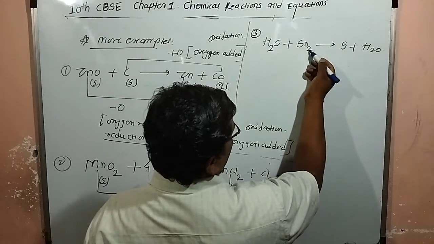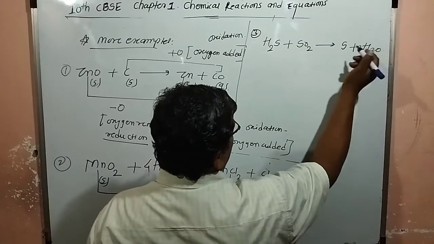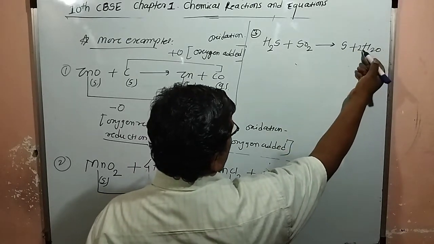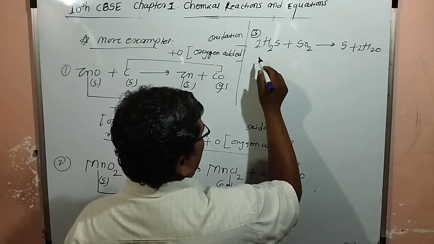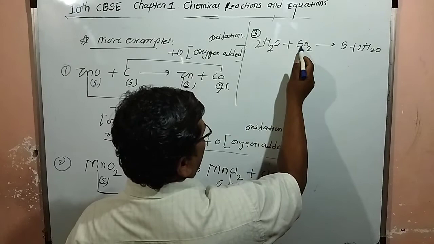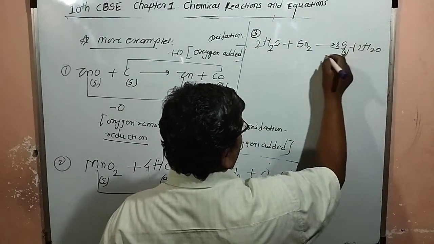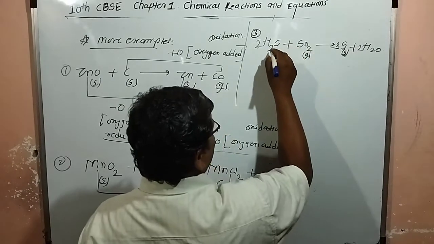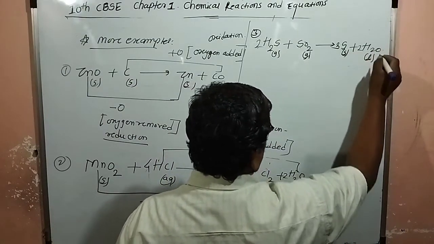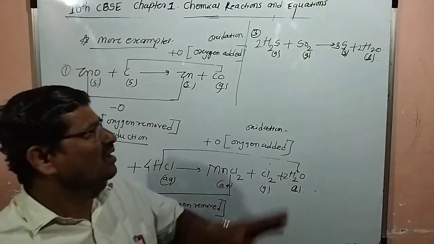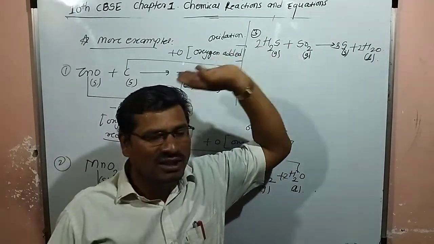Now here, how many oxygen are there? 2 oxygen are there. So we'll multiply here by 2. Now how many hydrogen happen here? 2 2s are 4. So we'll multiply here by 2. So 2 2s are 4. Now sulfur, 2 sulfur plus 1, now 3 S. So this one is solid state. This one is gaseous state. This one is gaseous state only, and this one is liquid state. So hydrogen sulfide reacts with sulfur dioxide and it is giving sulfur plus H2O.